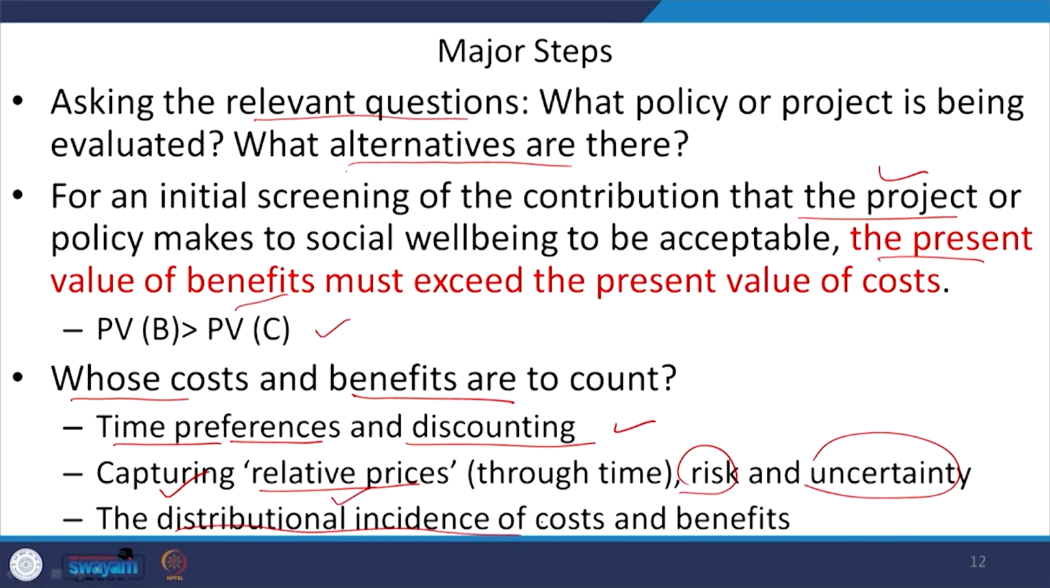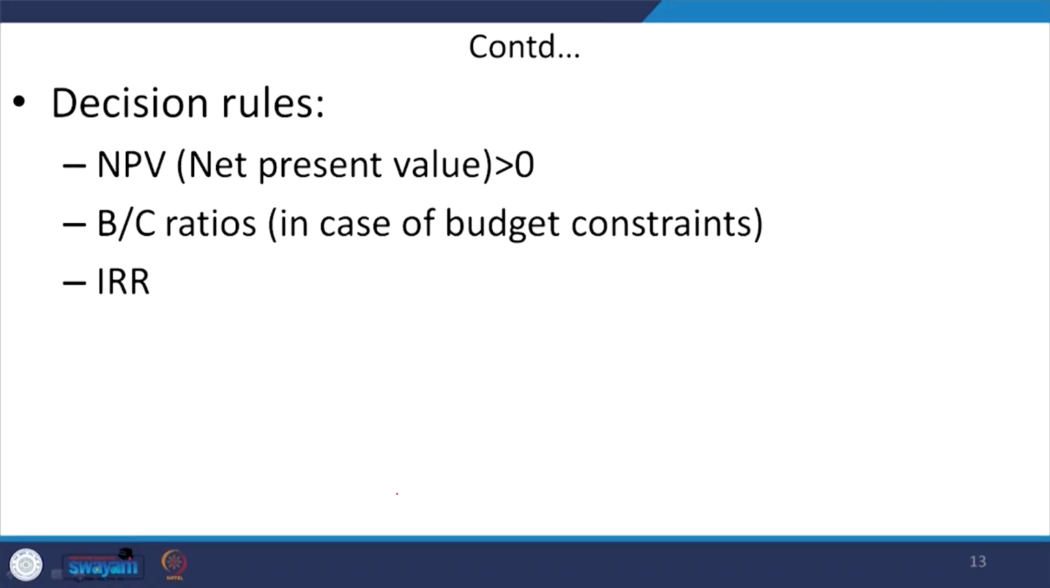What is distributional incidence? That means who are getting the benefits and who are getting the costs, and their income level, whether they are less privileged or whether they are wealthy. So, depending upon who is getting the incidence of these costs and the incidence of the benefits of that particular policy, we need to see it. So, after doing all this exercise, now we can have a decision rule.